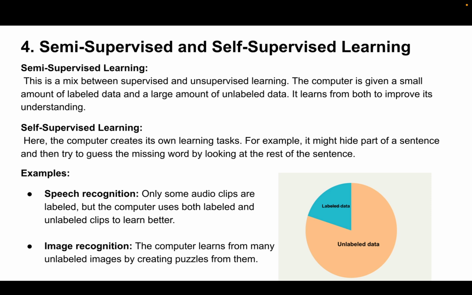Let me give you an example. Speech recognition. Only some audio clips are labeled, but the computer uses both labeled and unlabeled clips to learn better. Image recognition. The computer learns from many unlabeled images by creating puzzles for them.